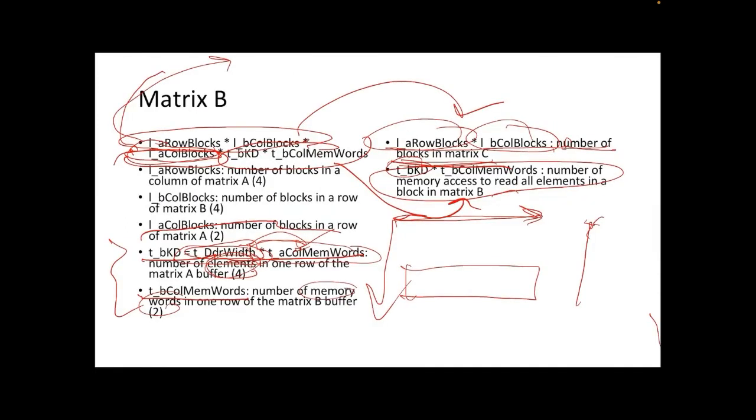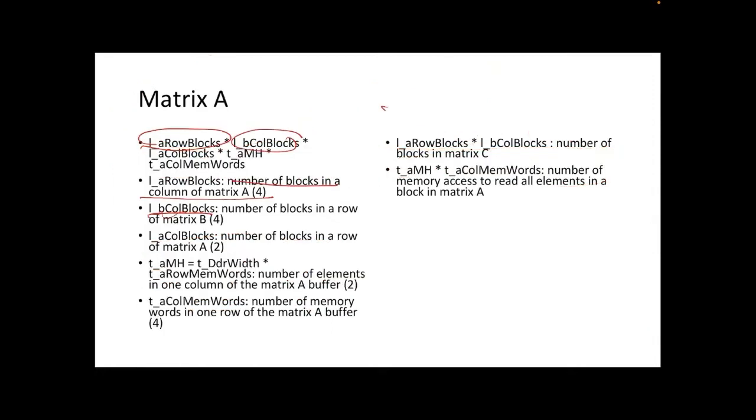Here is the number of memory access. We'll translate it to how many matrix-size data. It depends on your process out of C, times this one. This gives the total memory access, because this is the number of blocks in matrix C and this is the number of elements in a block. So only this one.